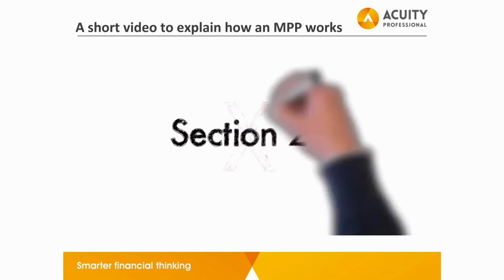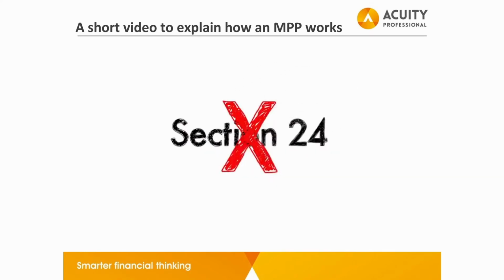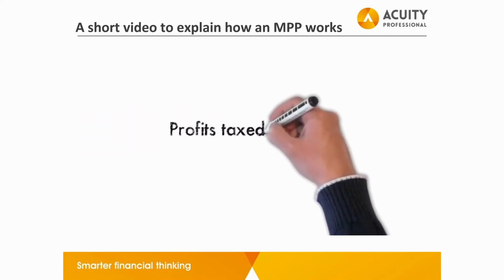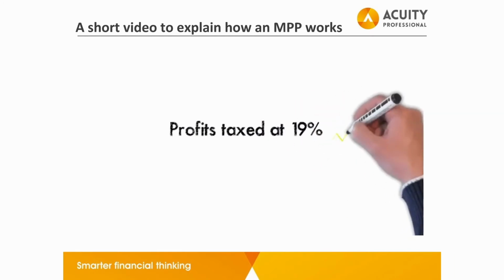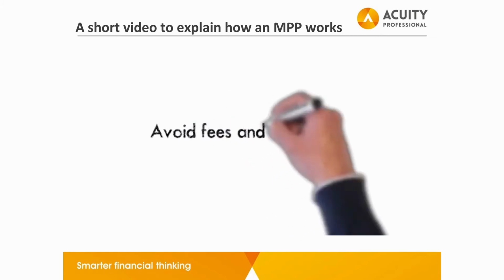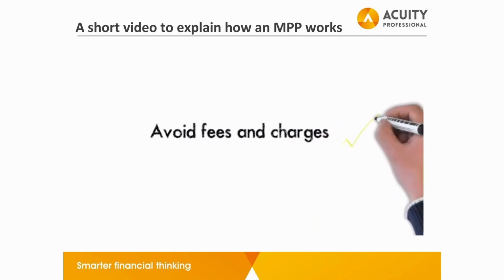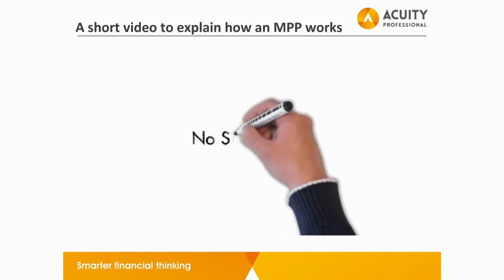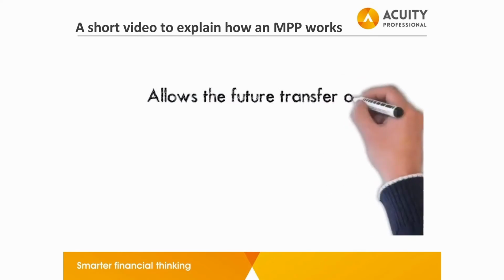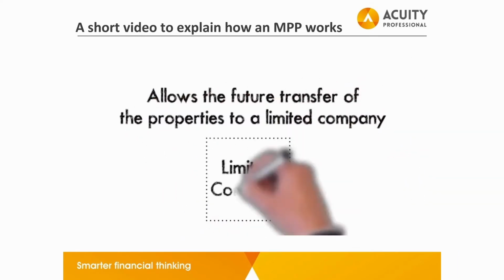What are the benefits of a mixed property partnership? Section 24 no longer applies to your portfolio because all mortgages will be the responsibility of the limited company. Any profits that go to the limited company will be taxed at 19% rather than the typical 40% for individuals. You avoid the fees and charges associated with incorporation, such as legal fees and valuation fees. It doesn't trigger SDLT or CGT.